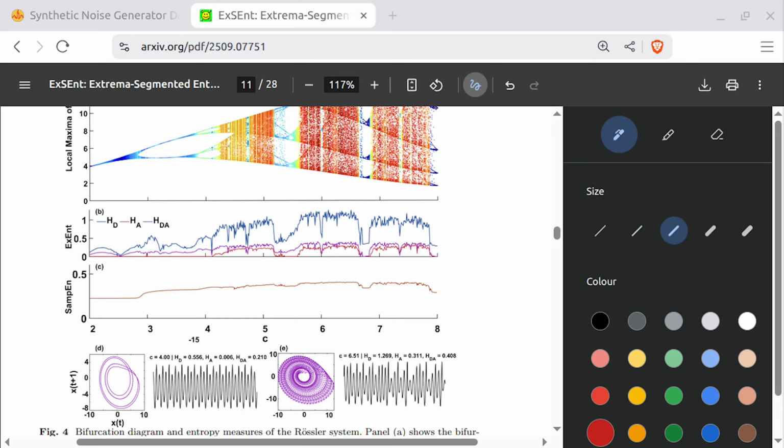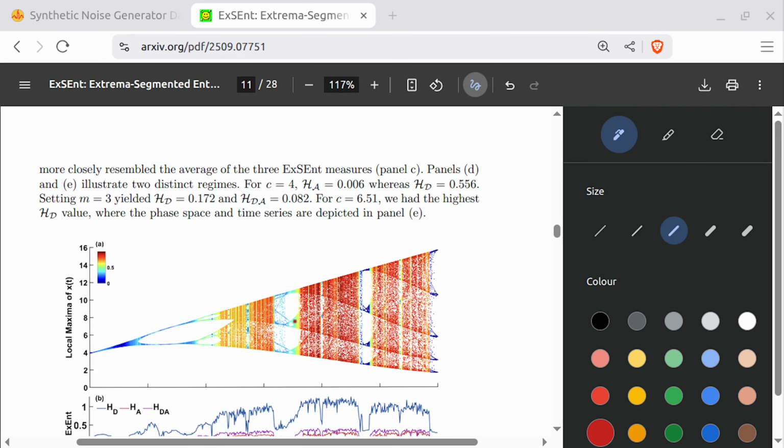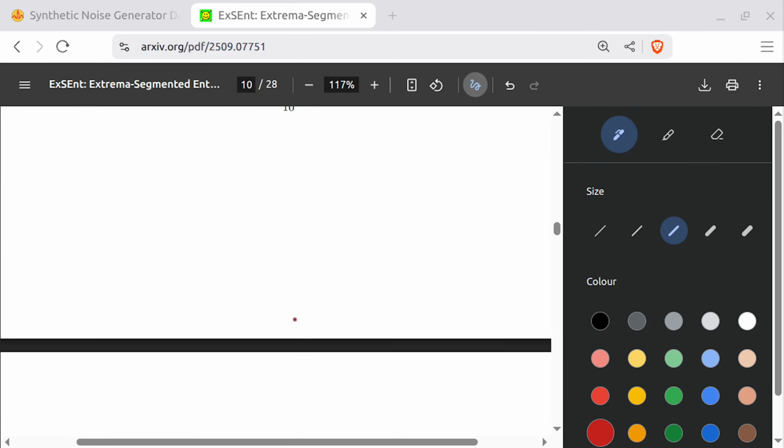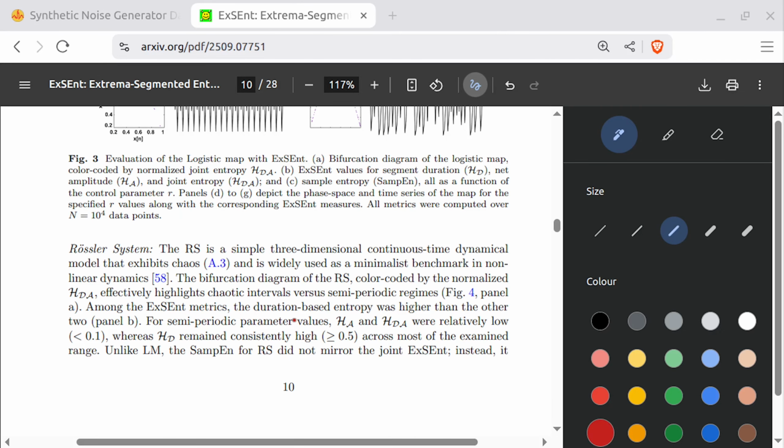To answer your first question, C is a specific control parameter within the Rössler system, a mathematical model. It's a numerical value that, when changed, alters the system's behavior, leading to the different patterns you see in the figure. It's not a theoretical concept in the sense of being undefined. It's a defined variable within the model's equations.